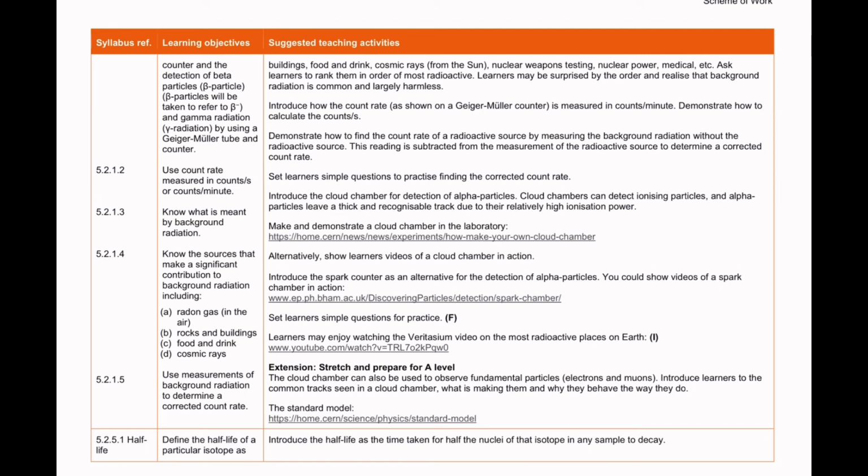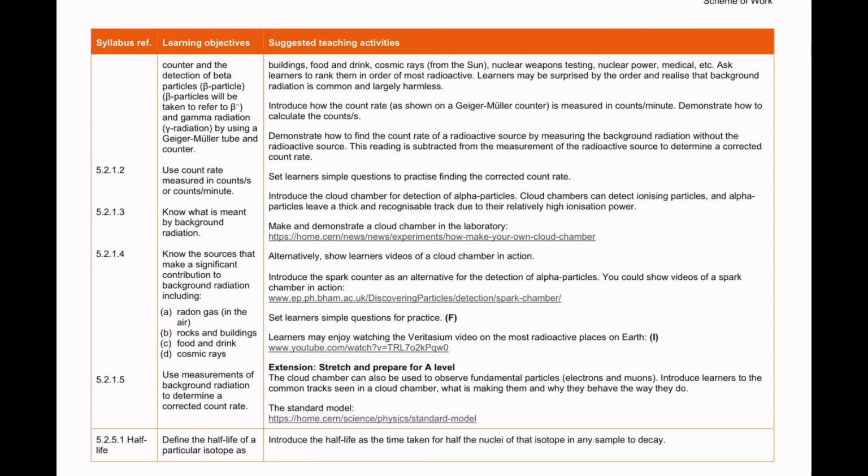Note what is meant by background radiation. Know the sources that make a significant contribution to background radiation, including A. Radon gas in the air, B. Rocks and buildings, C. Food and drink, D. Cosmic rays. Use measurements of background radiation to determine a corrected count rate.